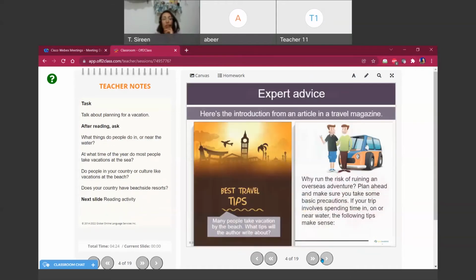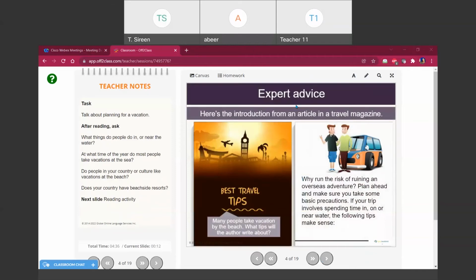Now we have here expert advice. Here's the introduction from an article in a travel magazine. So here he's talking about the best travel tips. I want you to read this please. Why run the risk of running an overseas adventure? Plan ahead and make sure you take some basic precautions. If your trip involves spending time in or near water, the following tips make sense.